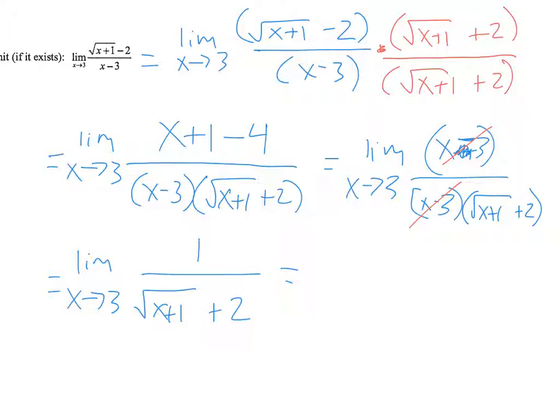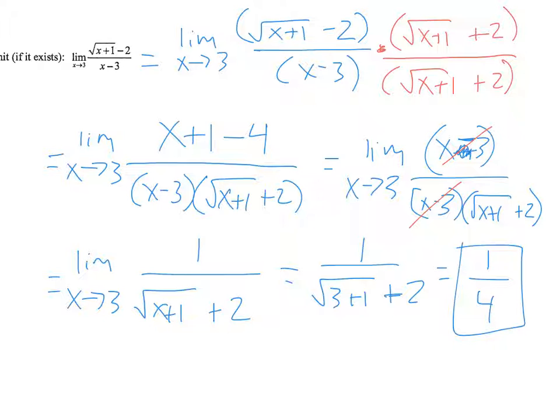And now if we look at what happens when I plug a 3 in, because now I don't get that 0 over 0, now I get something good. So now I can stop writing down the limit idea at the very beginning, because I'm going to plug the 3 in, and I would have 1 over the square root of 3 plus 1, which is going to be 4. Still add the 2 at the end. Square root of 4 is 2. 2 plus 2 is 4, so my answer here is 1/4.